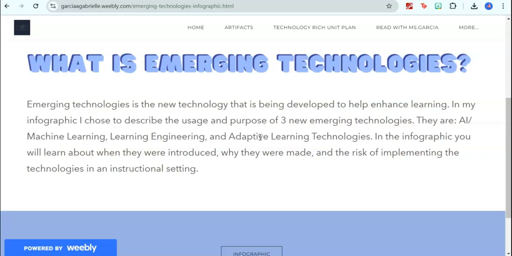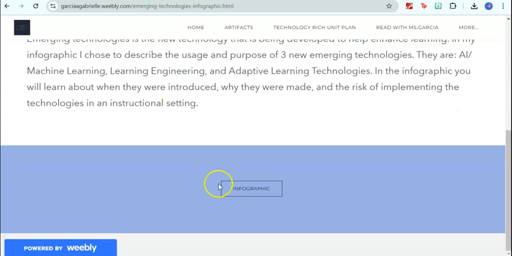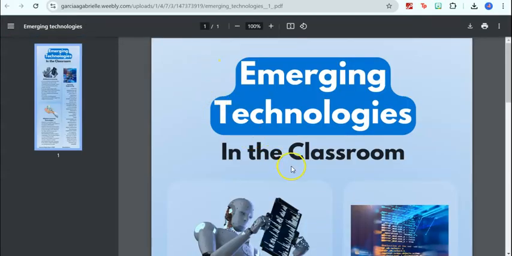And I explained what emerging technologies was, the three topics that I had picked for my infographic, and what we will learn about the three different things: why they were made, the risk of implementing, which was something I really did learn, and skills that helped me learn new technologies that I would need or that I could implement in my classes. So I think that was really fun to work on. If you scroll down, I do have a button for it, and it pops up in its own tab to view.